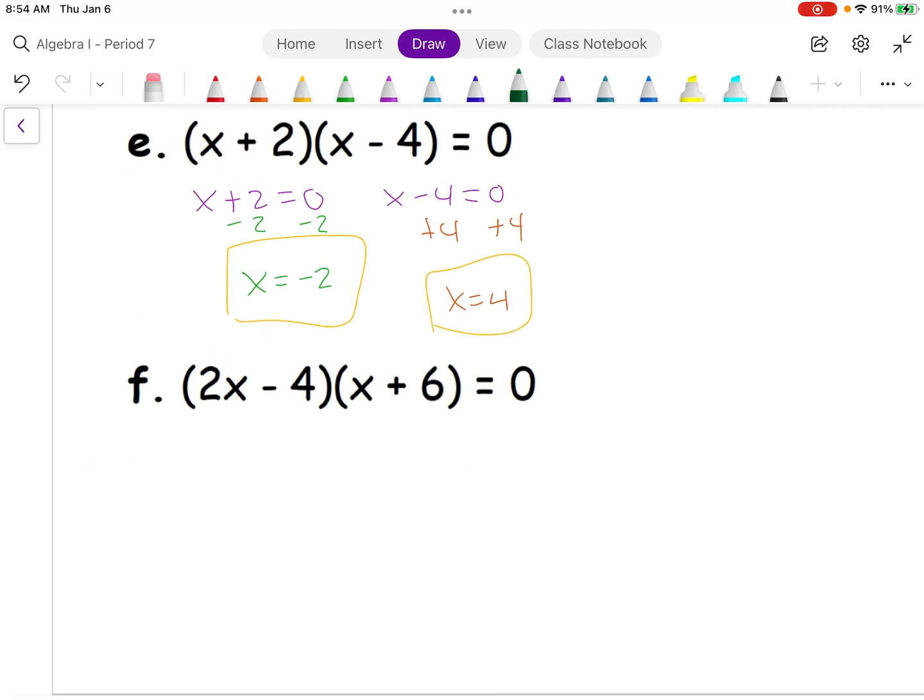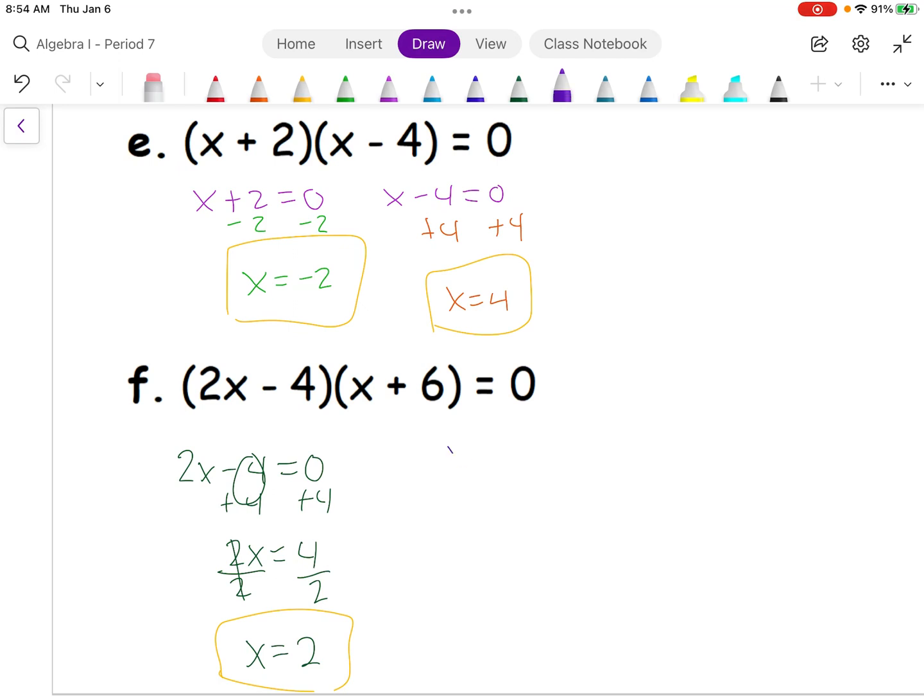Looking at letter F, 2x minus 4 times x plus 6 equals 0. Well, again, we're going to do the same thing. That means either 2x minus 4 equals 0, in which case we can add 4 to both sides, so we get 2x equals 4. 4 divided by 2 leaves us with x could be 2. That's the next value that would make this equation true. And then we could take x plus 6 equals 0. If we subtract 6 on both sides, we see that x equals negative 6. Those are the only two numbers that can make this polynomial work out.